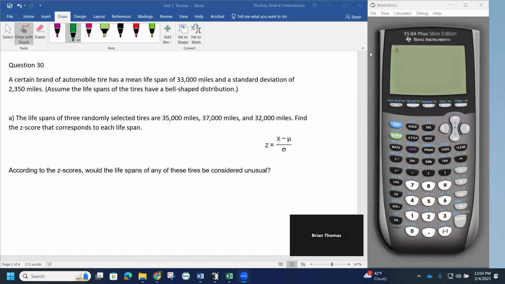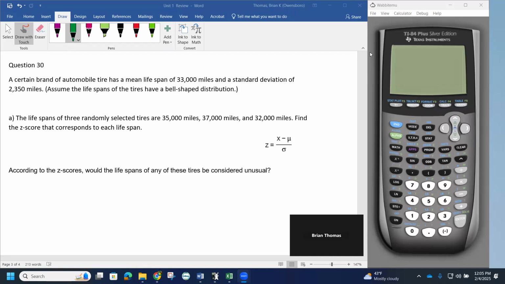So question 30, we're getting into some of the distributions of what we call the bell-shaped curve. In working with the bell-shaped curve, we have the ability to standardize everything. So let's look at this question right here.